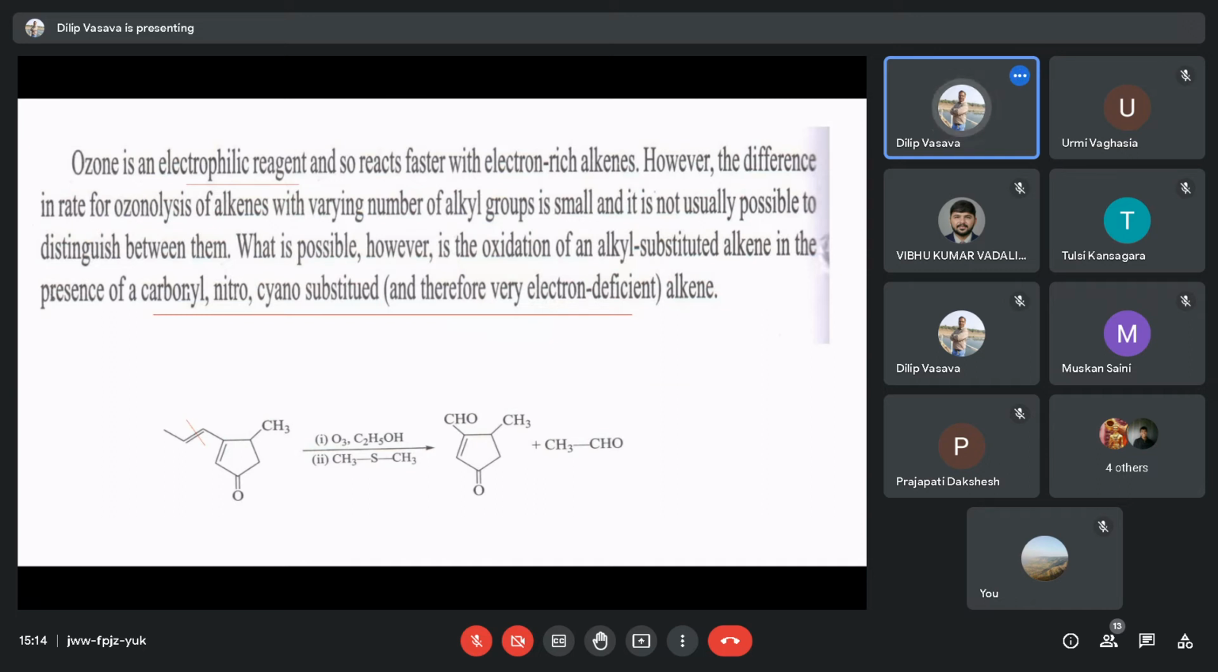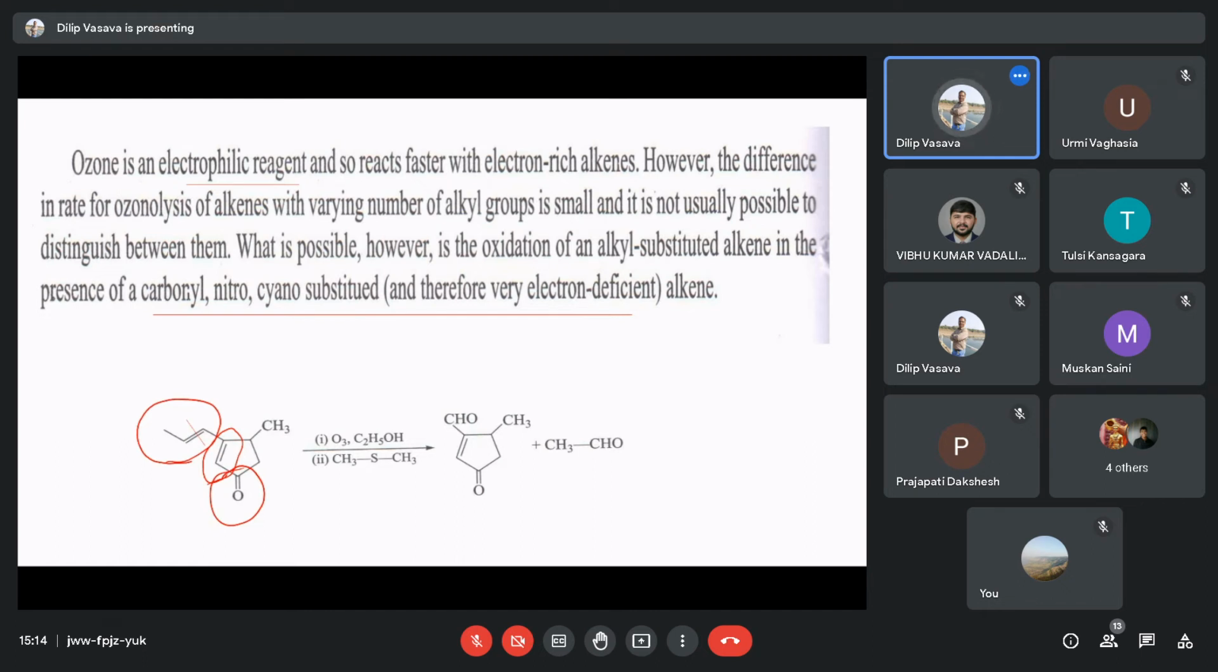Now here, the oxidation of the alkene, in which the moiety is having the carbonyl group. The moiety is also having the double bond in the ring, and it is also having the double bond in the side chain.